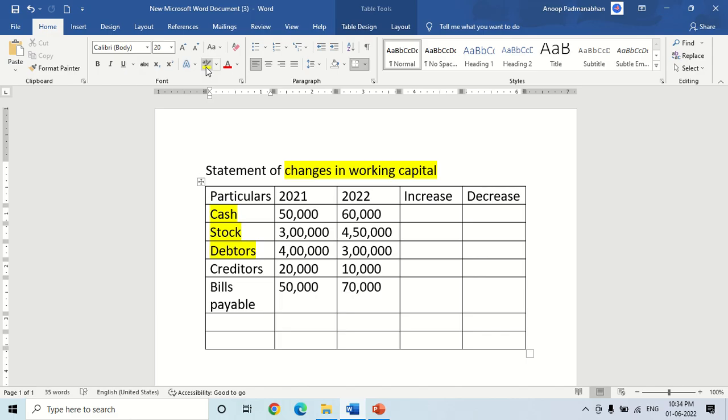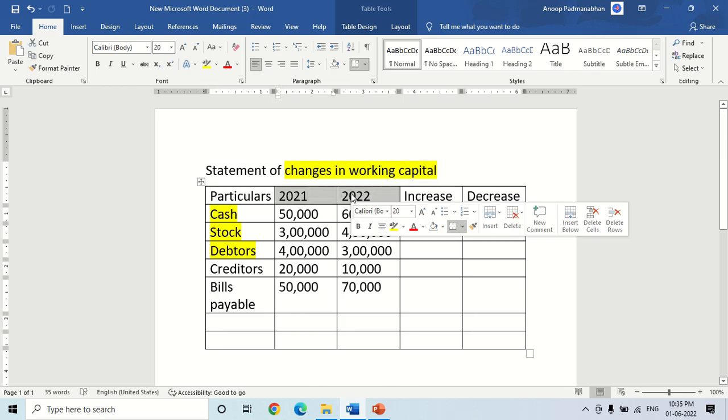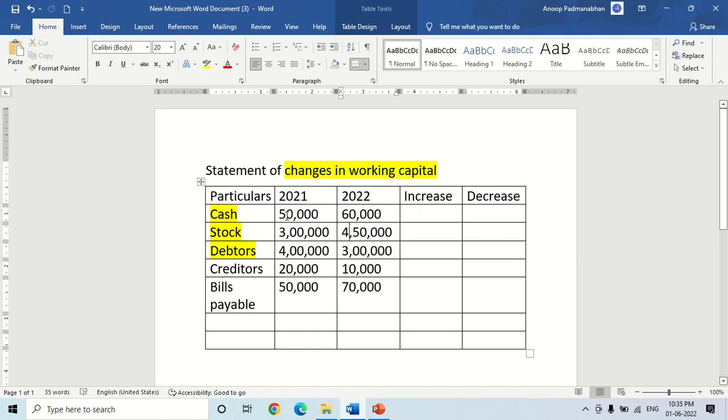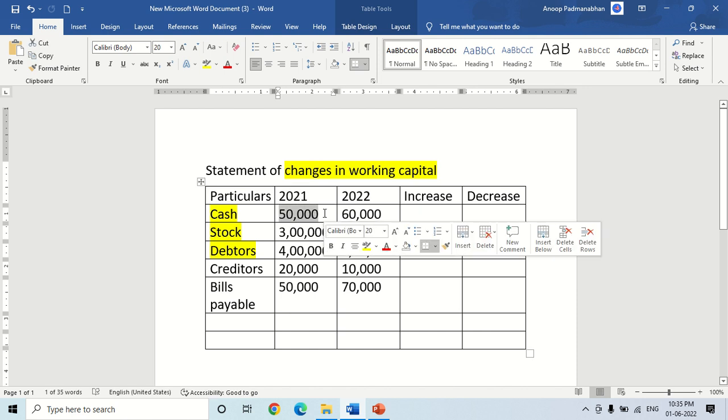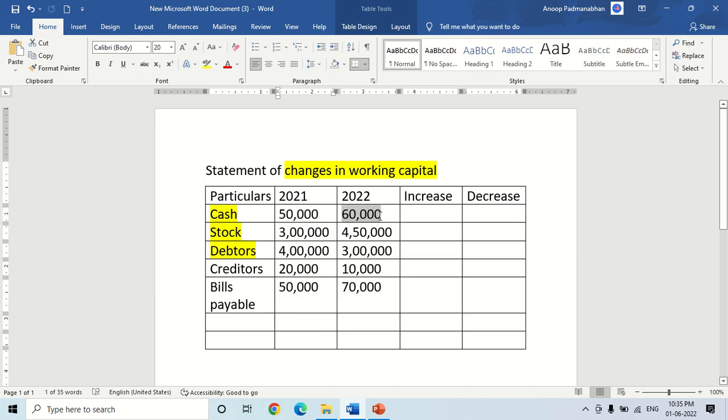Current assets, what we learned, same action. Whenever you are writing the amount column, you have to be very careful. You will be writing it in ascending order. So I'm checking the value. First year it is 50,000. Next year it is 60,000. What happened to the value? There is an increase. So I have to write in the increase column because it is same action.